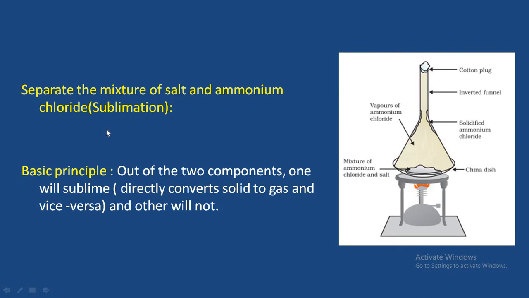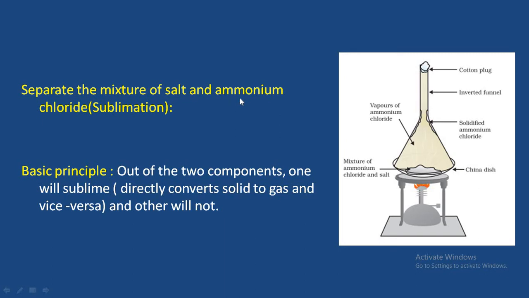Salt and ammonium chloride, this type of mixture can be separated on the principle in which one substance in a given mixture can sublime. Here, what is the meaning of sublime? Sublime means the substance which can change directly from solid to gas without changing into liquid. That substance easily sublimes whereas the other cannot.